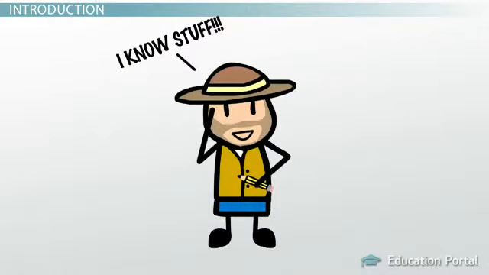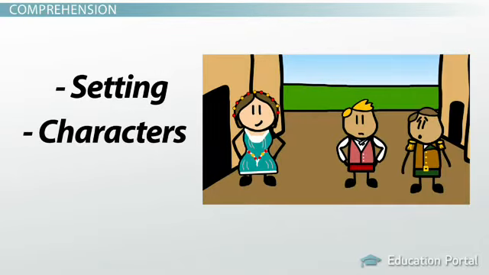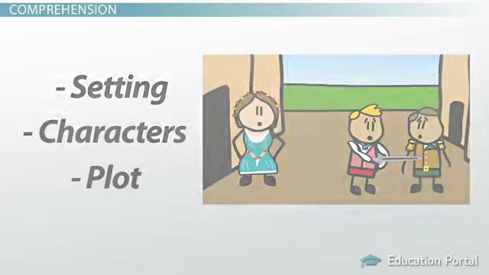You already do a lot of this without realizing it. You know what comprehension means. You read a literary work once to figure out how all of the basic parts fit together as a story. Essentially, it's the basic understanding of setting, characters, plot, to the extent that they are revealed. You think you can do this? Let's practice. For this exercise, we're going to keep things simple with a short version of everyone's favorite, the tortoise and the hare.